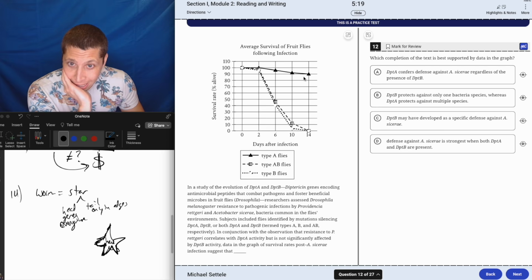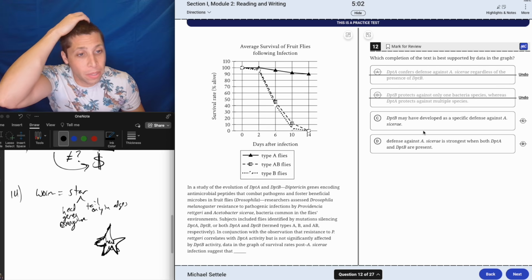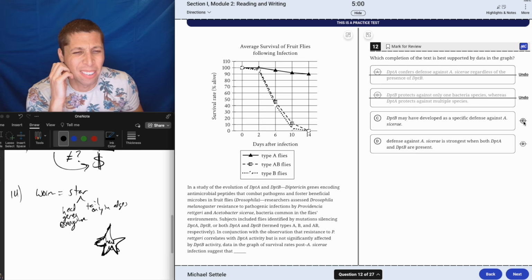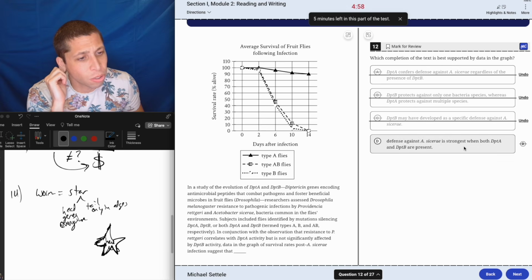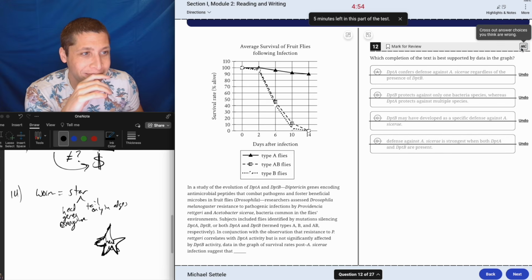So this one's high, survival rate. Most of these are alive. So that's the A one, and these are down. Confers defense against regardless of the presence of DPTA. No, this is saying that the AB is bad. DPT protects against only bacteria species, whereas it protects against multiple? No. DPT may have developed a specific defense? No. Defense against this thing is strongest when both? Yes. No. Oh, God.